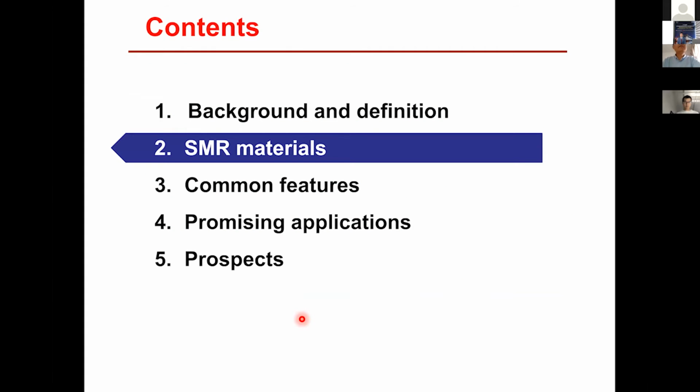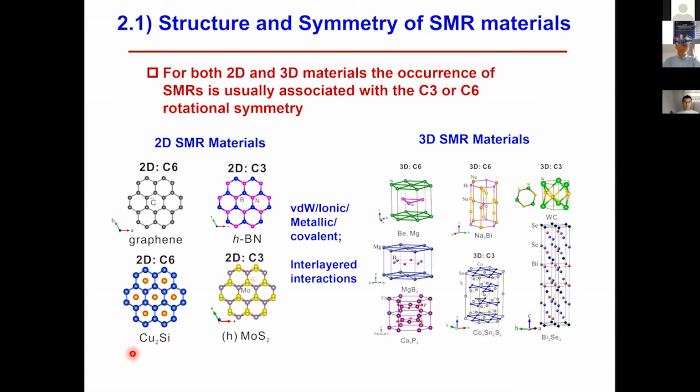Okay, so now I'll change to the types of six-member ring materials. First, let's say the structure and symmetry. So for both two-dimensional or three-dimensional SMR materials, the occurrence of SMRs is usually associated with a C3 or C6 rotational symmetry.